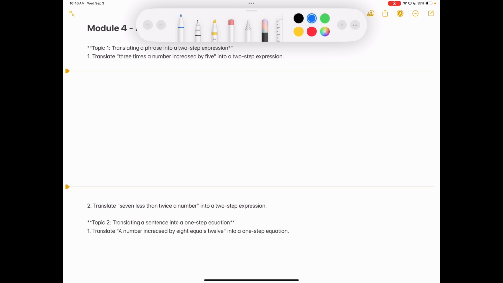So translate 3 times a number increased by 5. Okay, so they'll probably tell you what variable to use, but I'll use n for my number. We're doing 3 times that, and then we're increasing it by 5. So you just have to write down what each word means right there. 3 times a number. Anytime it says a number, you define that as a variable. So we'll put 3n in there, and then we're increasing it by 5.